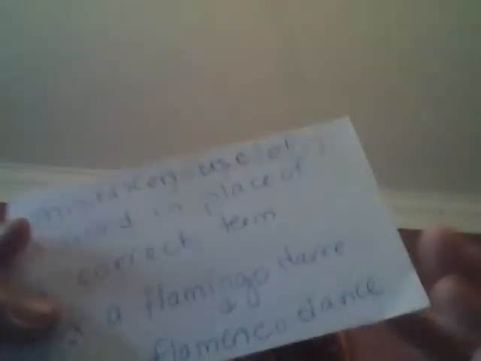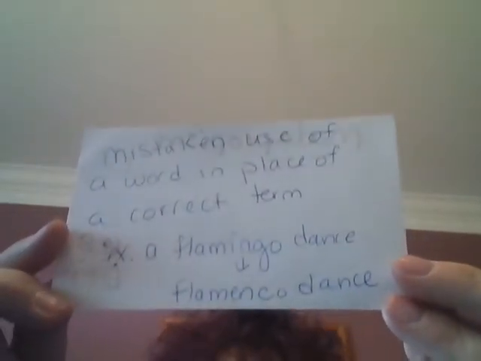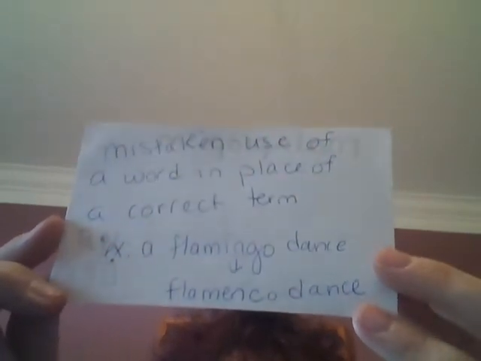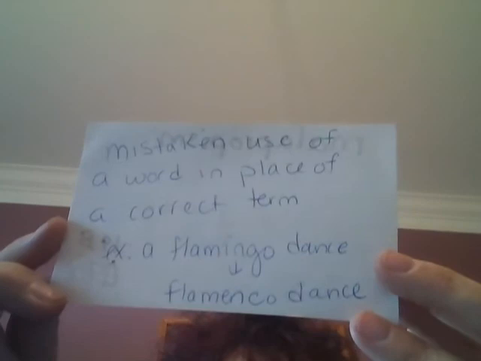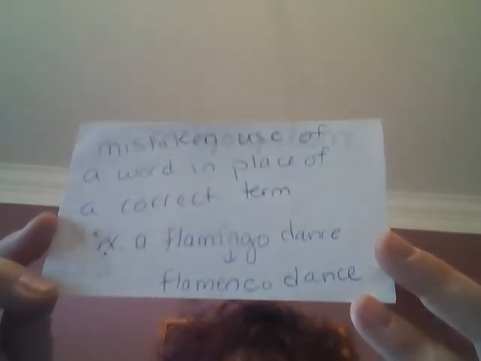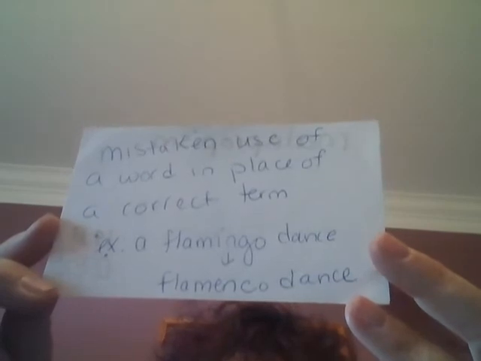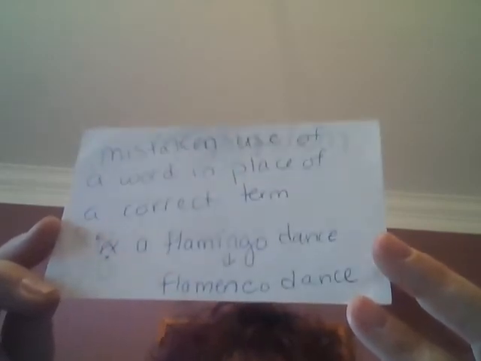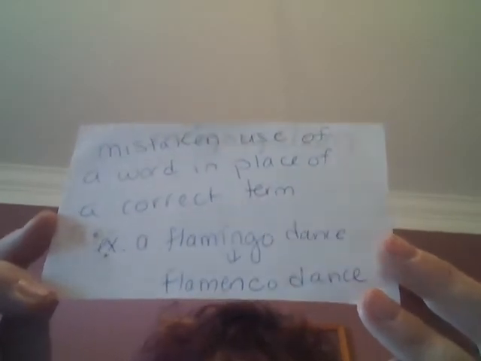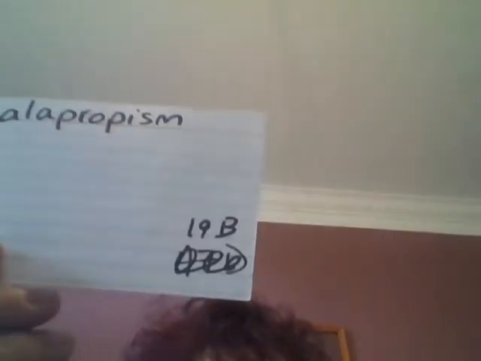Malapropism. A mistaken use of a word in place of a correct term. So, like if someone were to write about a flamingo dance, when in reality, the correct way to spell and say that is flamenco dance. So flamingo dance, unless you're talking about pink birds, is not the correct thing to say. So that would be a malapropism.